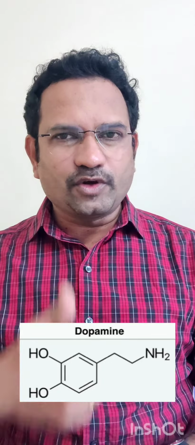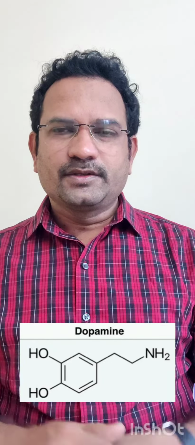Now to treat this disease, what is the problem? In the brain at that pathway, dopamine levels are going down. So if you increase the dopamine levels, you can treat the disease. So how can we treat this?